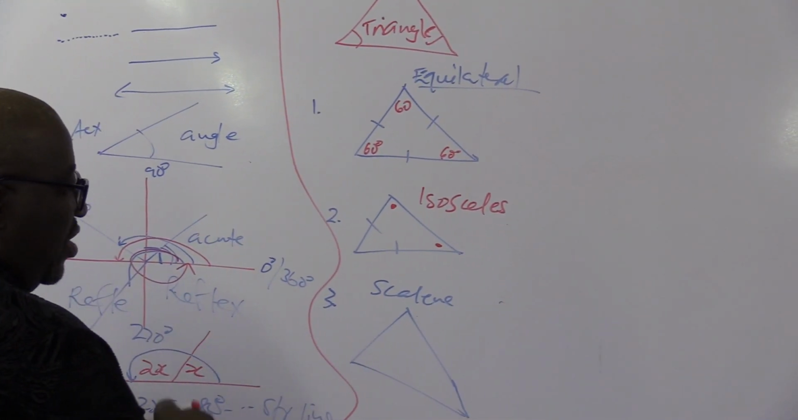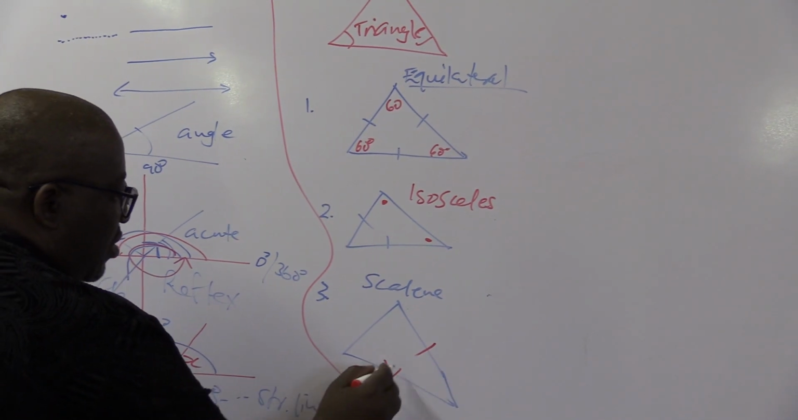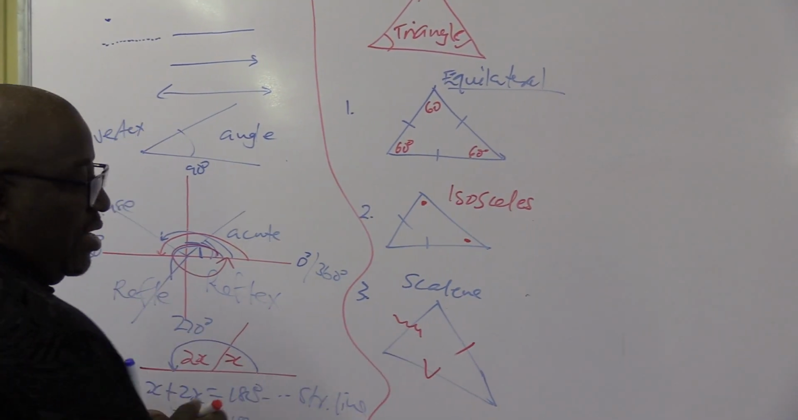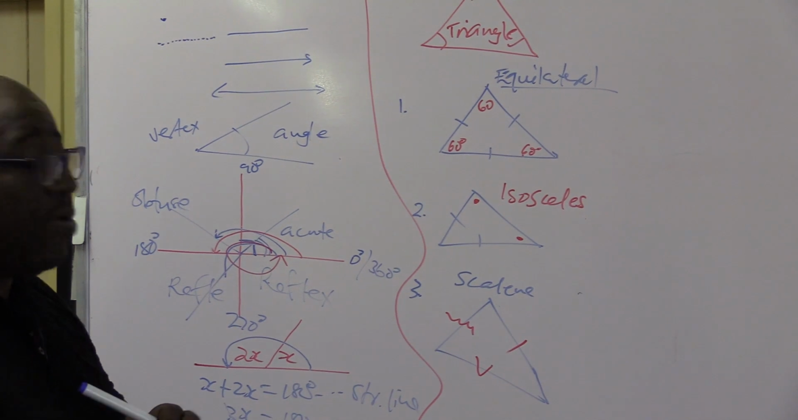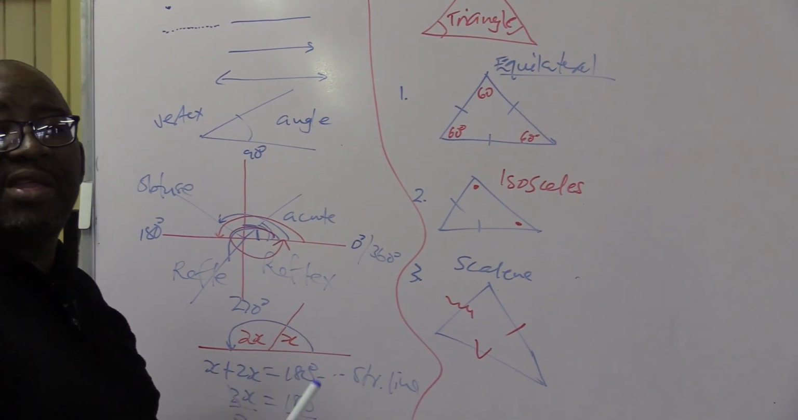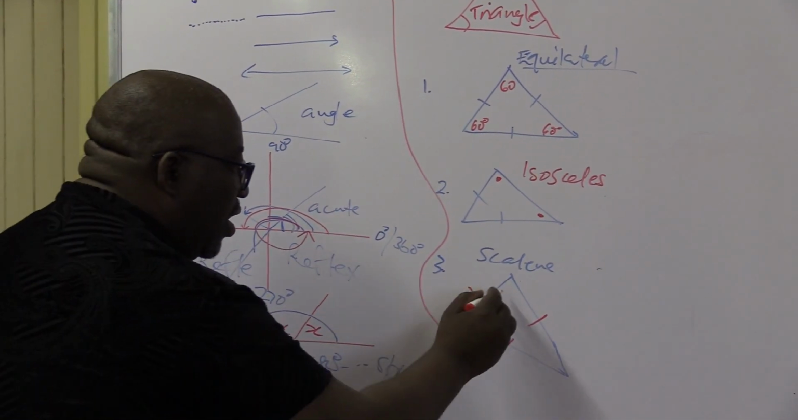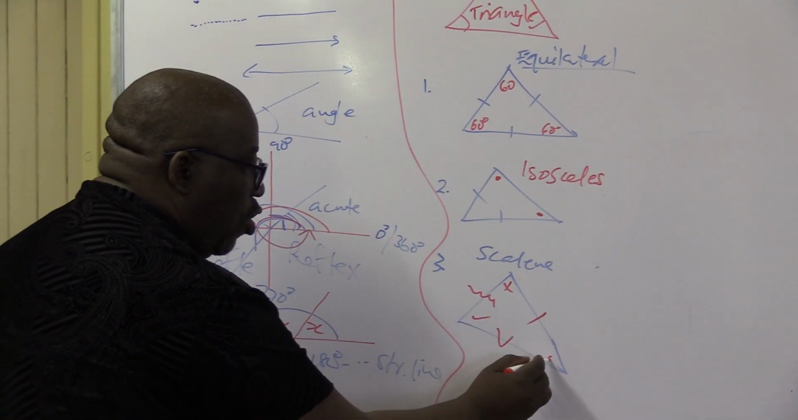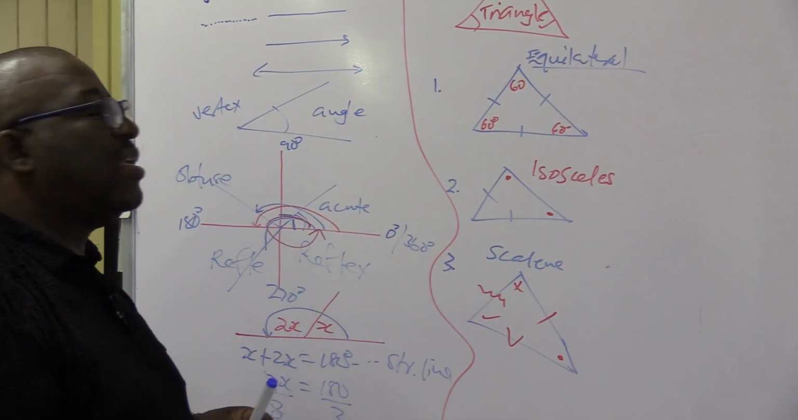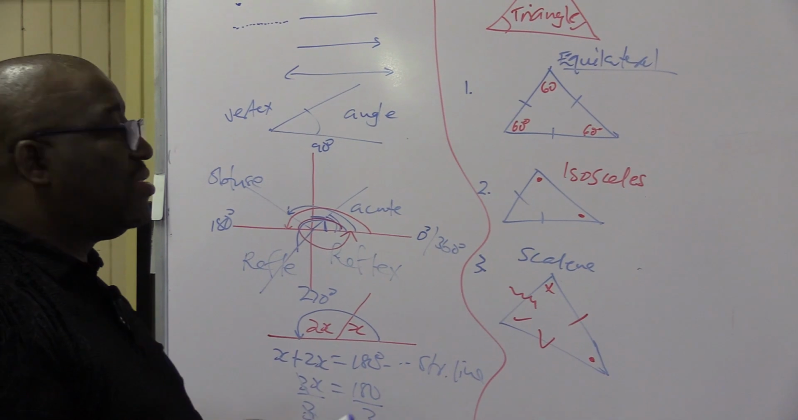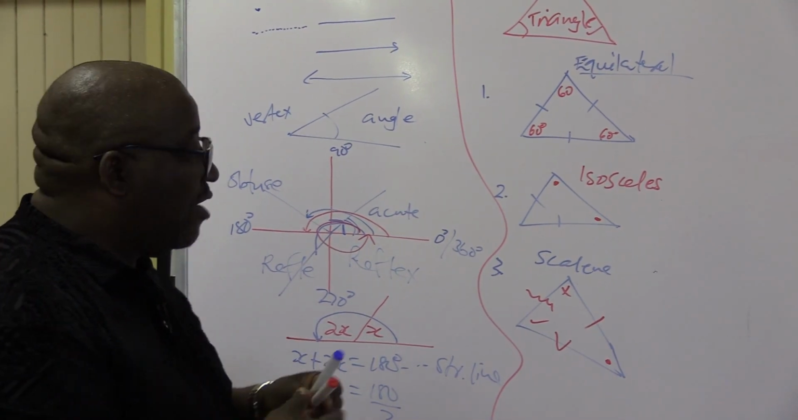In a scalene triangle, this side is not equal to this one, it's also not equal to that one. So in this particular type of triangle, called the scalene, there are no equal sides, hence no equal angles. No angle is equal to another, and nothing is equal in that one. So those are the first three. What about the next three?